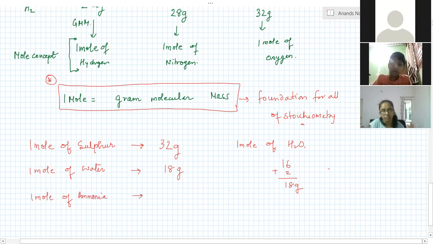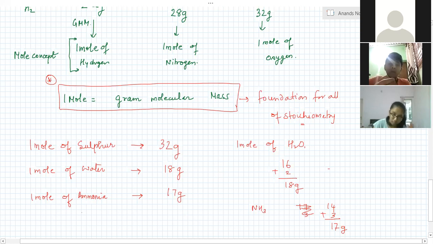Akshita? 17. Very good. NH3. The atomic mass of nitrogen is 14 and hydrogen is 1. 1 into 3 is 3. 14 plus 3 is 17. You are going to put U because that is the unified mass. Instead of U, you put G, 17 g. So that becomes 1 mole of ammonia. Okay, like that you can go.